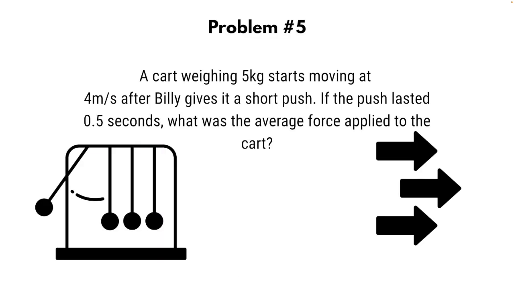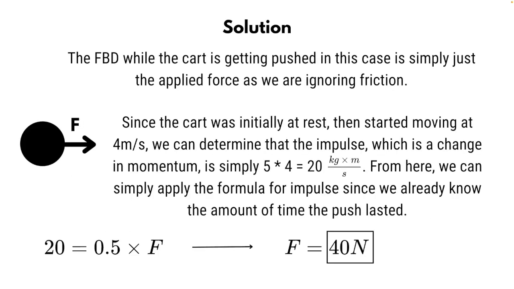Okay, so a cart weighing 5 kilograms starts moving at 4 meters per second after Billy gives it a short push. If the push lasted half a second, what was the average force applied to the cart? Here's a free body diagram while the cart is getting pushed. In this case, it's just the applied force, as we're ignoring friction. The cart was initially at rest, and it started moving at 4 meters per second, which means we know the impulse, a change in momentum. It was initially at 0 momentum, and the momentum afterwards was 20 kilogram meters per second, because 5 times 4 is 20.